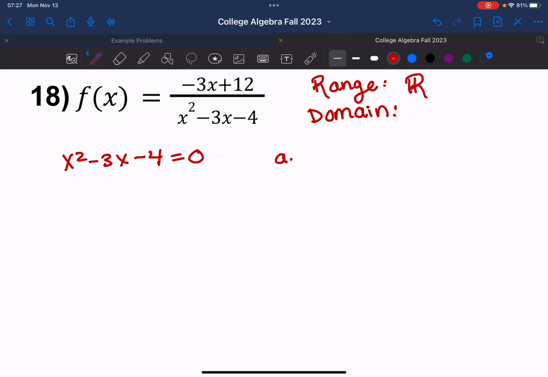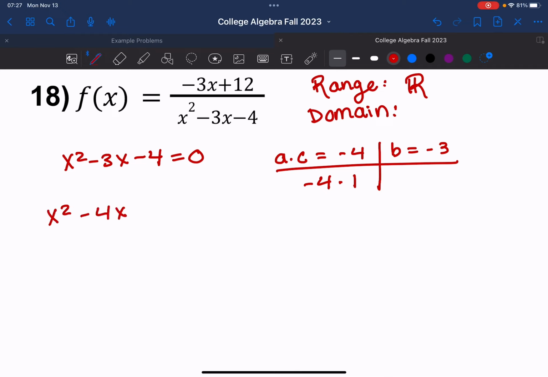So I have A times C method, which gives me -4 and my B value -3. So what would be my two numbers that multiply to -4 but add to -3? -4 and 1, yes. Okay. So expanding this, I have x squared minus 4x plus x minus 4 equals 0. Which means I'm doing factor by grouping.